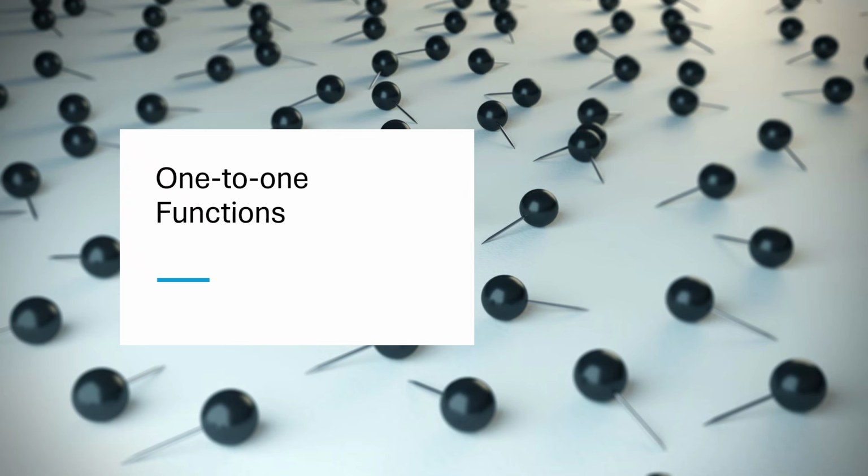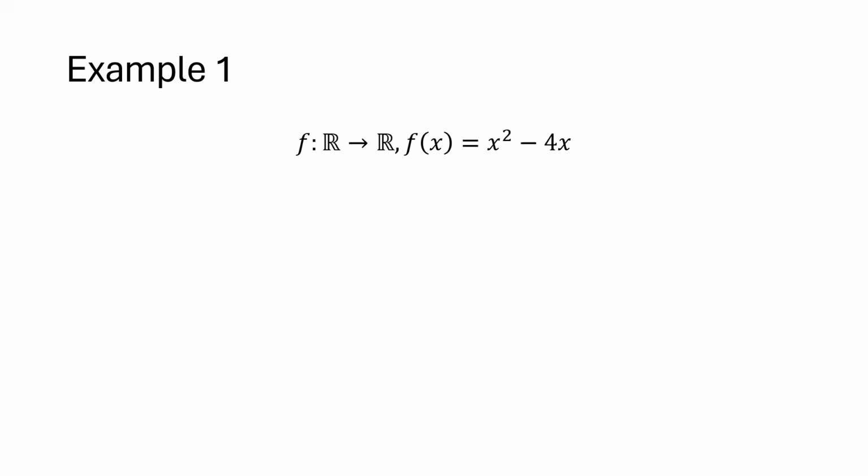In this video, we are doing a quick recap on one-to-one functions. So we'll do a couple of examples where we have one-to-one functions, and we'll also take a look at how to show that a function is not one-to-one. Before we start with an example, a quick recap of what it means for a function to be one-to-one.